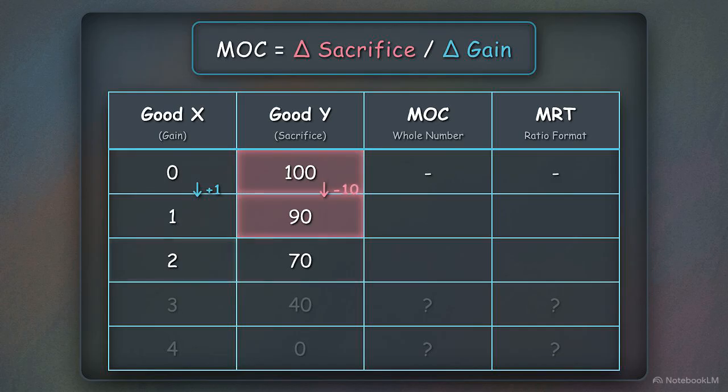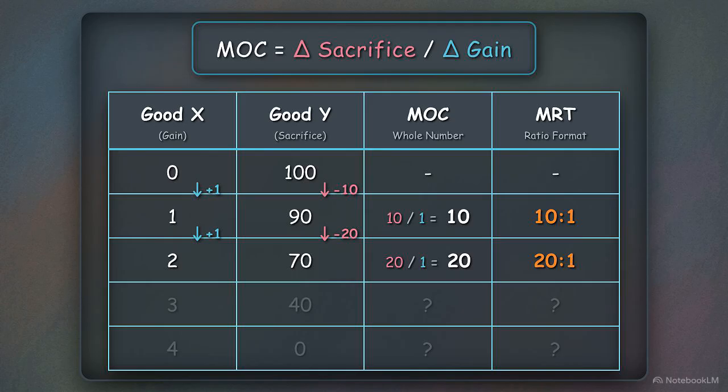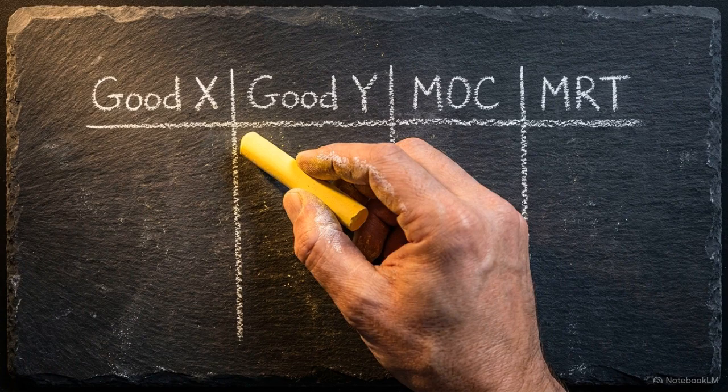In this schedule, gaining one good X requires dropping from 100 to 90 good Y, a 10-unit sacrifice. 10 divided by 1 gives MOC 10 and MRT 10 to 1. The next drop is 20 units, yielding MOC 20 and MRT 20 to 1. Grab a piece of scratch paper and pause the video right here. Calculate the exact MOC and MRT for the last two row transitions.